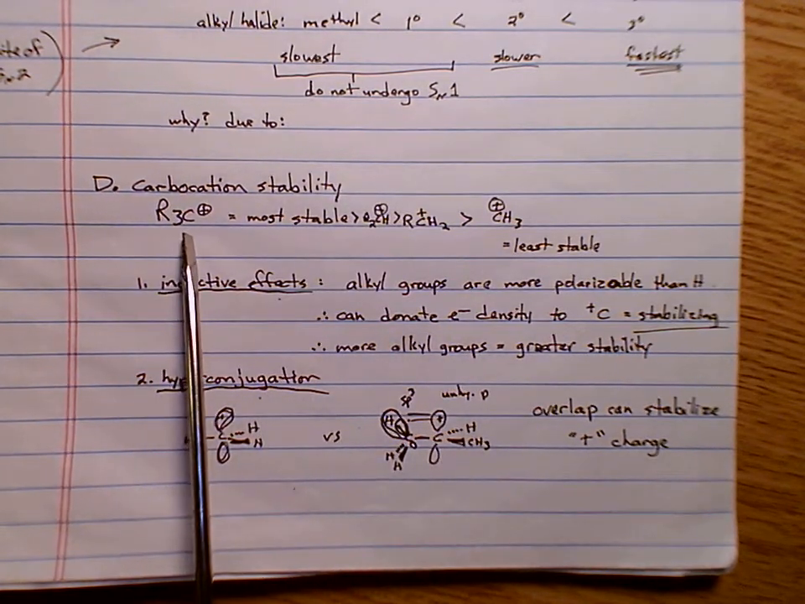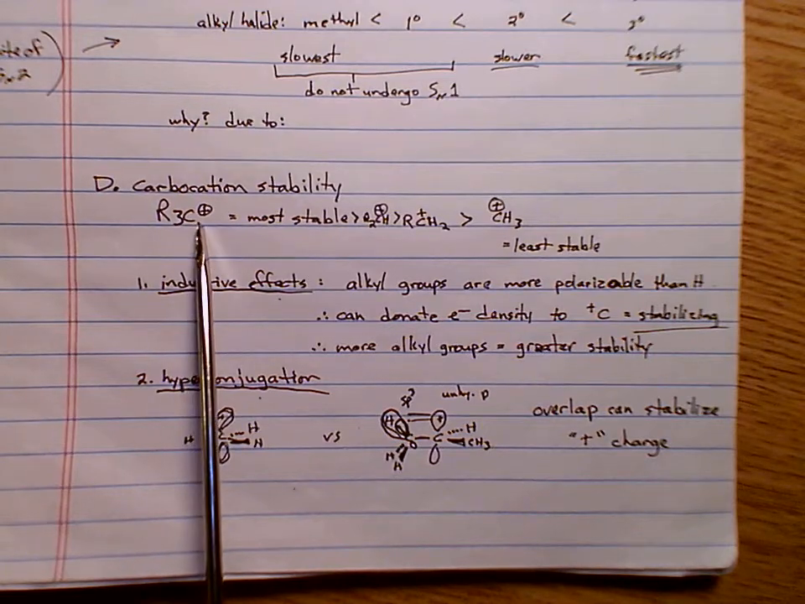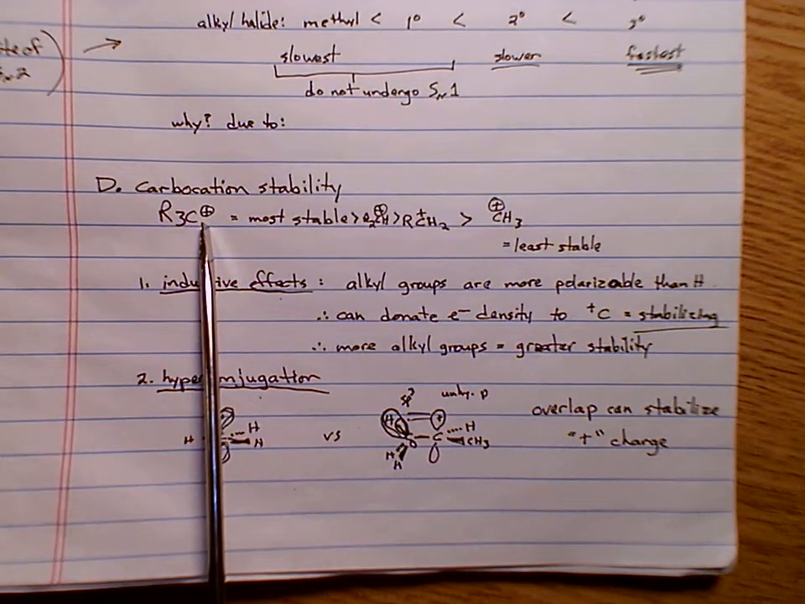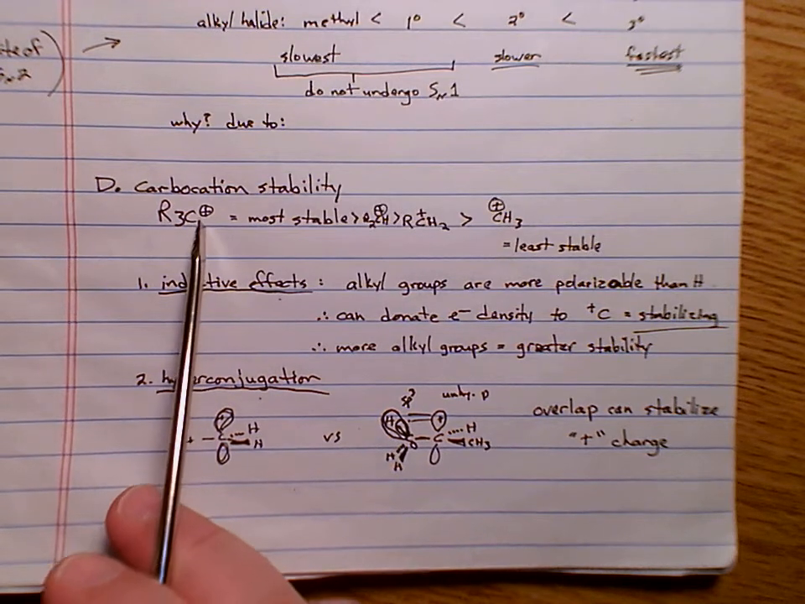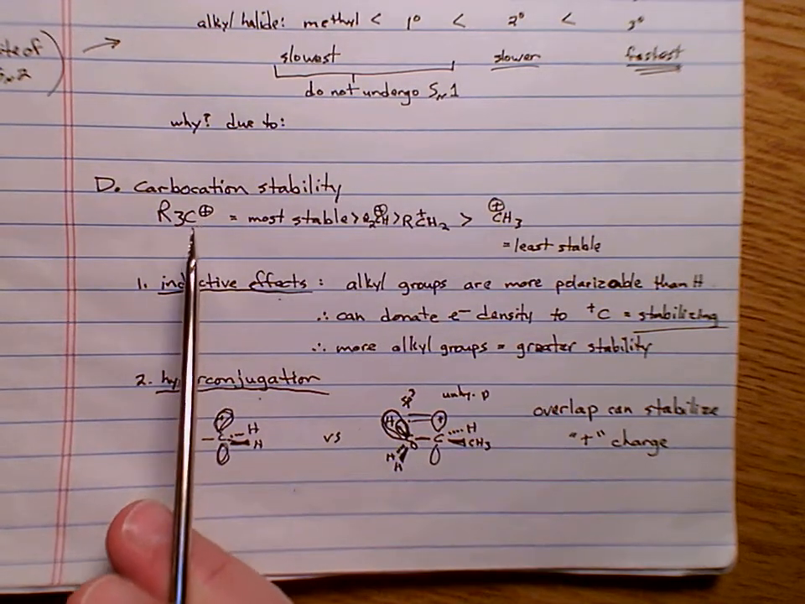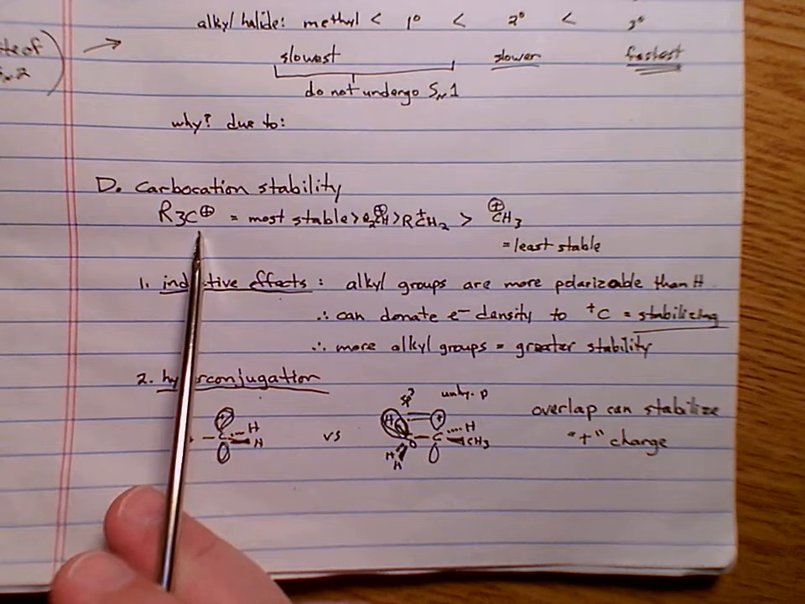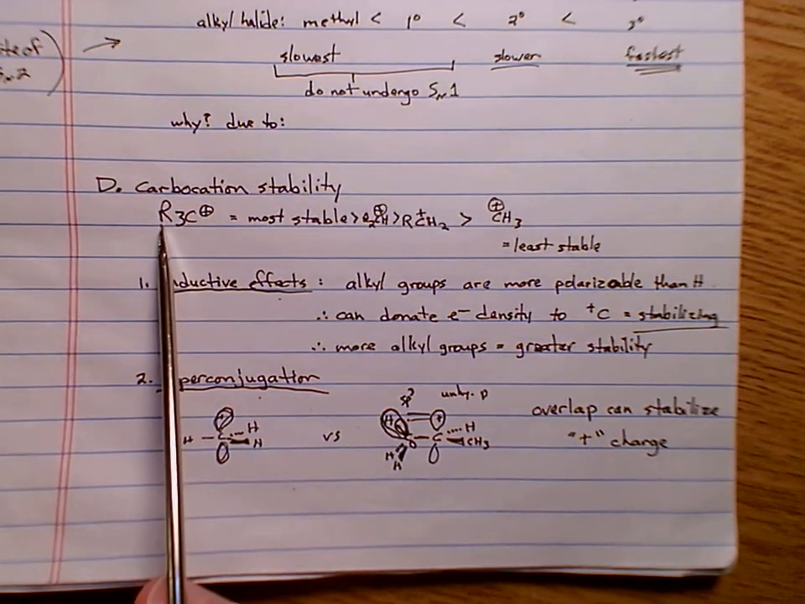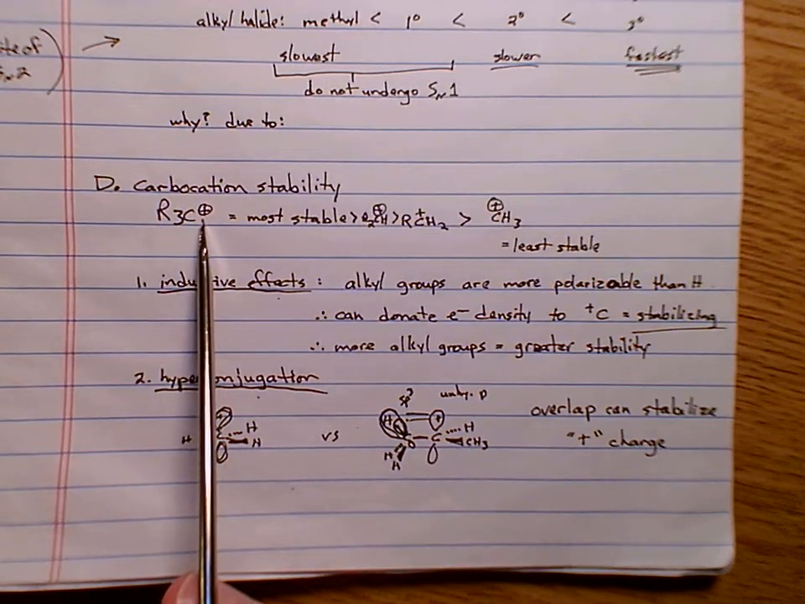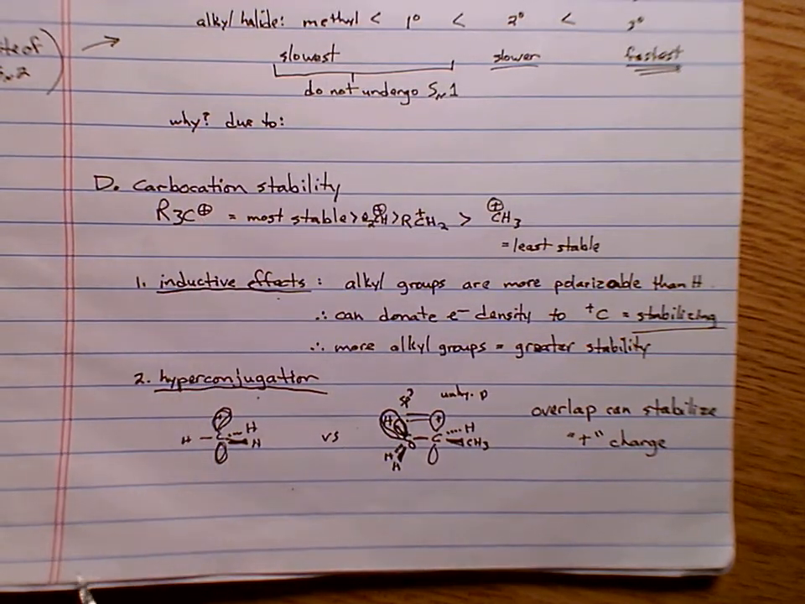They donate a little bit of electron density to this carbon, making it not so positively charged. They weaken the charge, and the less positive this charge is, the less likely it is to be attacked by something negative, which means the more stable it is. So the more R groups you have, the more they lessen this positive charge, which makes it more stable.